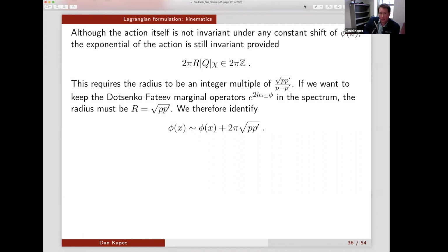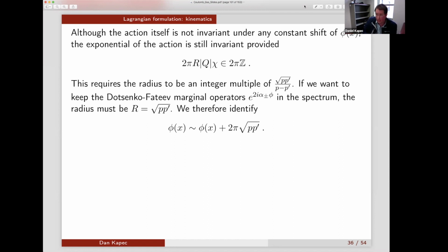Okay, so you do a constant shift, then you're basically just integrating the scalar curvature. That gives you the Euler character. And so what you need is to pick a radius so that you get just a shift by e to the 2 pi i inside of the path integral. So that puts one constraint on the radius. It needs to be some integer multiple of root pp prime over p minus p prime.